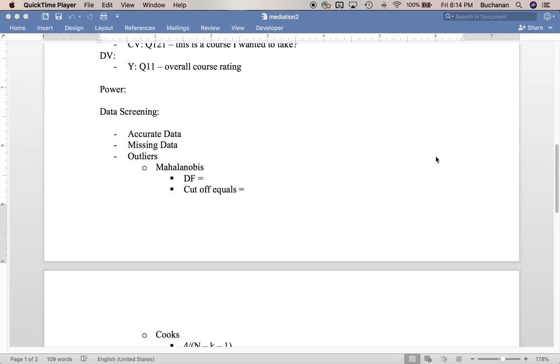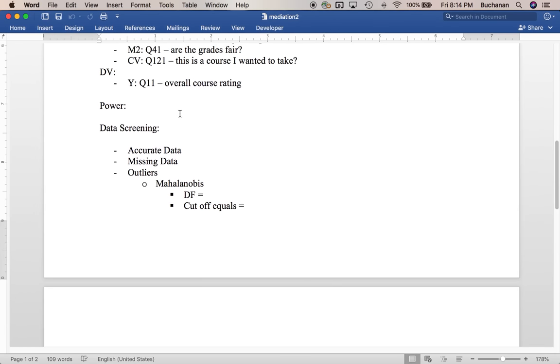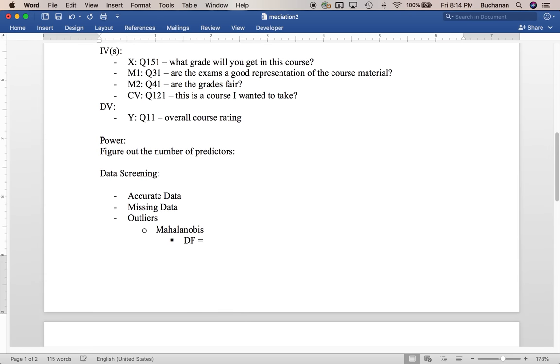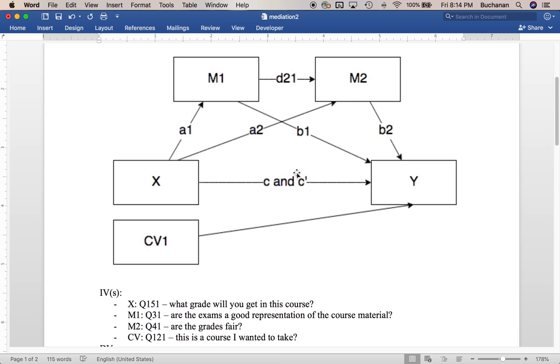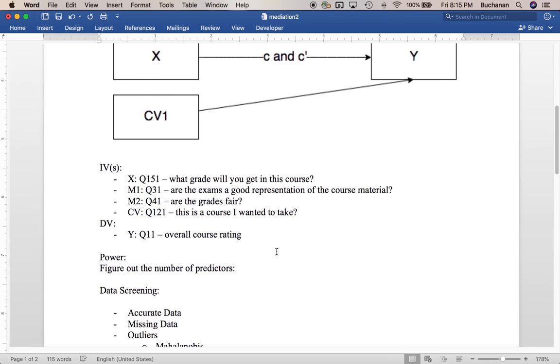Let's get into the nitty gritty here, which is first starting with power. So with power, you always have to figure out how many predictors you have. And we want to do this for the final model because we're most interested in C prime effectively, or the direct and total effects. And so we want to know how many variables are in this final equation. That's a little bit harder when you have categorical variables. Thankfully, none of these are. So we've got CV1 as one predictor, X as another, M1 and M2. So that's 4 predictors in our final model. So essentially we can also count how many arrows are going into Y. So there's 4 of them. So we're gonna have 4 predictors.